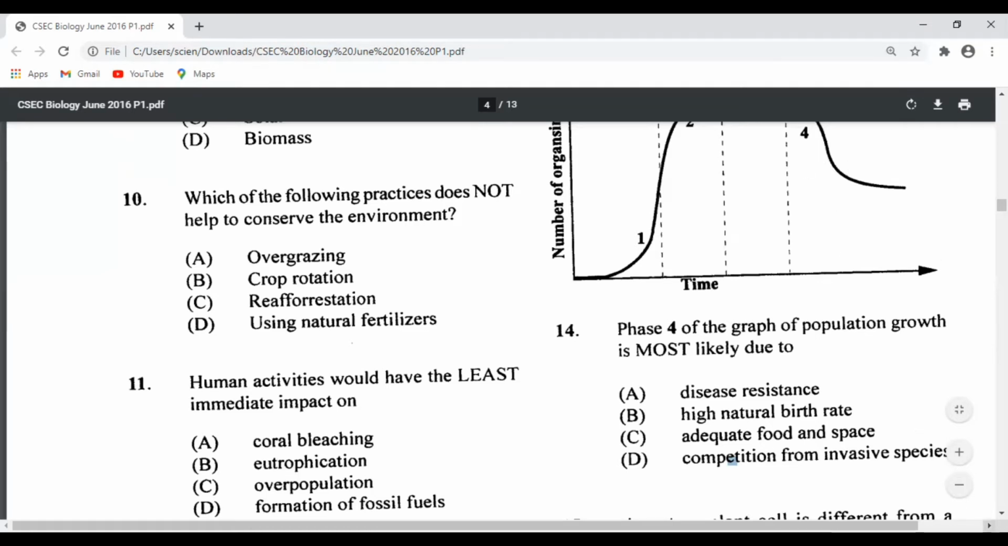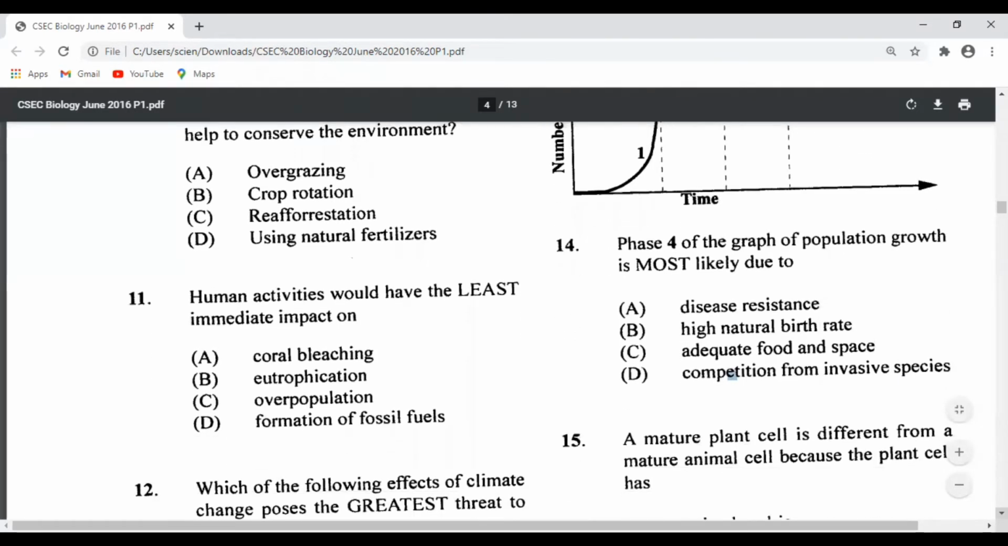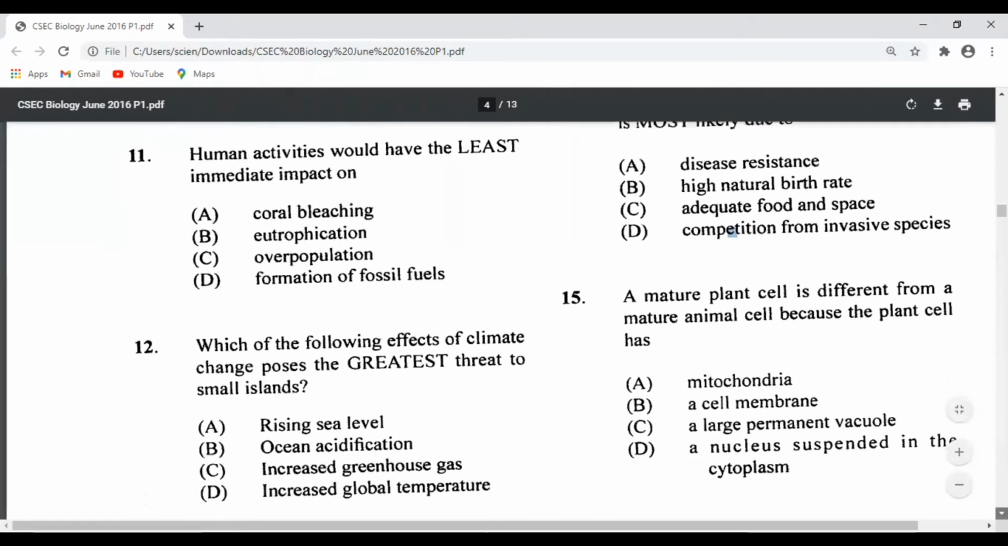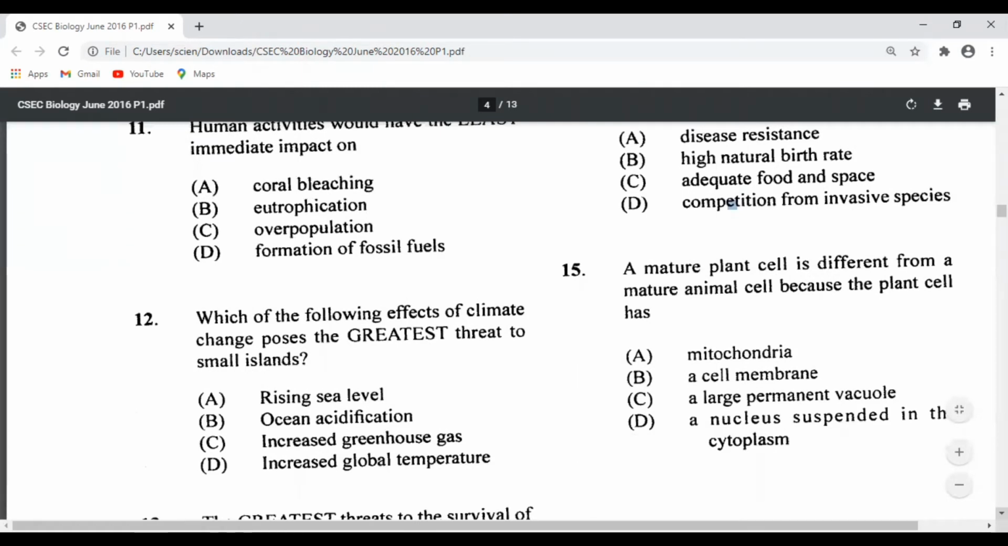All right. So now question 15. A mature plant cell is different from a mature animal cell because the plant cell has some of A, mitochondria. Both plant and animal cells have mitochondria. B, cell membrane, they both have cell membrane. C, large permanent vacuole, and then D, a nucleus suspended in the cytoplasm. So both of them have a nucleus suspended in the cytoplasm. So the answer would be C. Both of them have vacuoles, but only the plant cell has a large permanent vacuole, and that should be the cue or the key pointer.